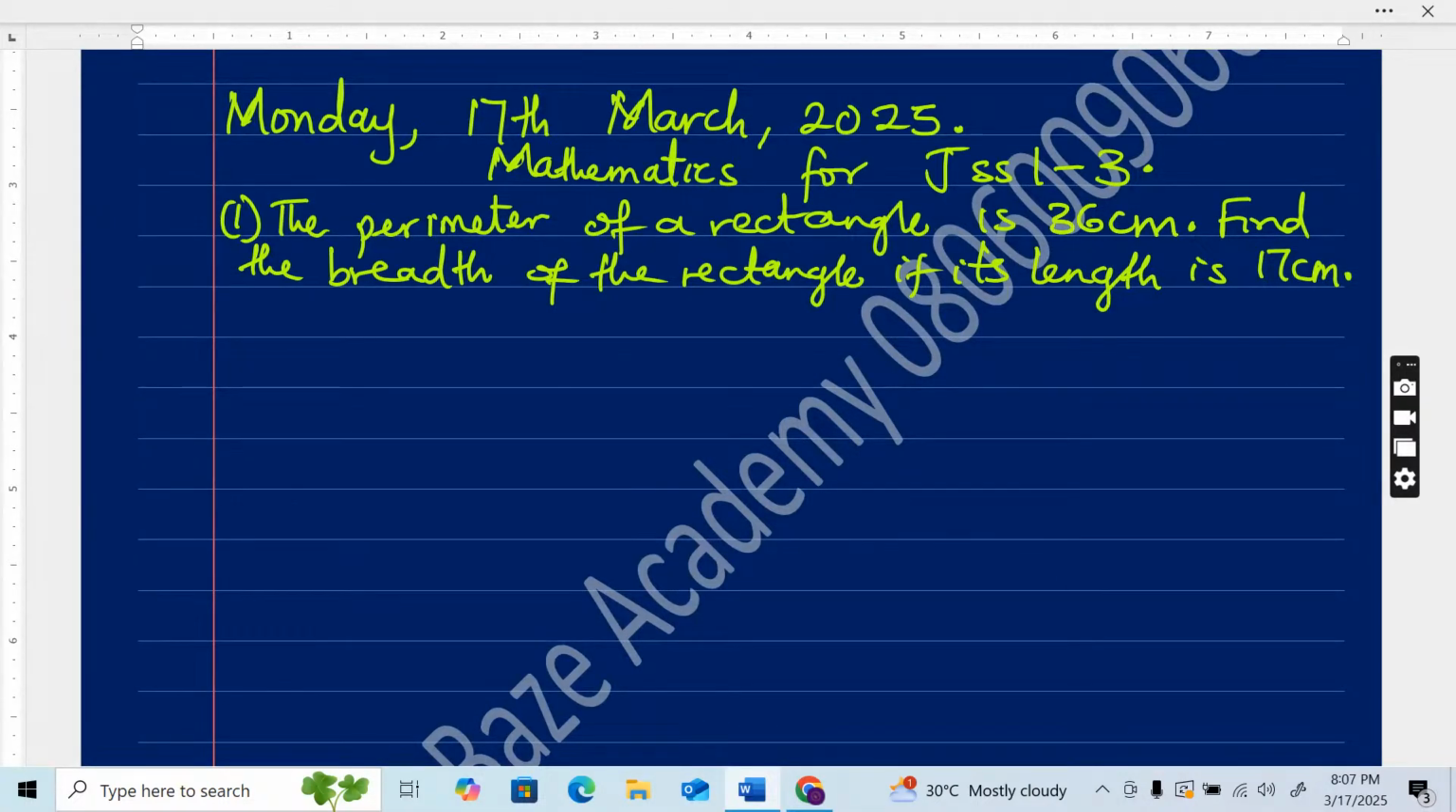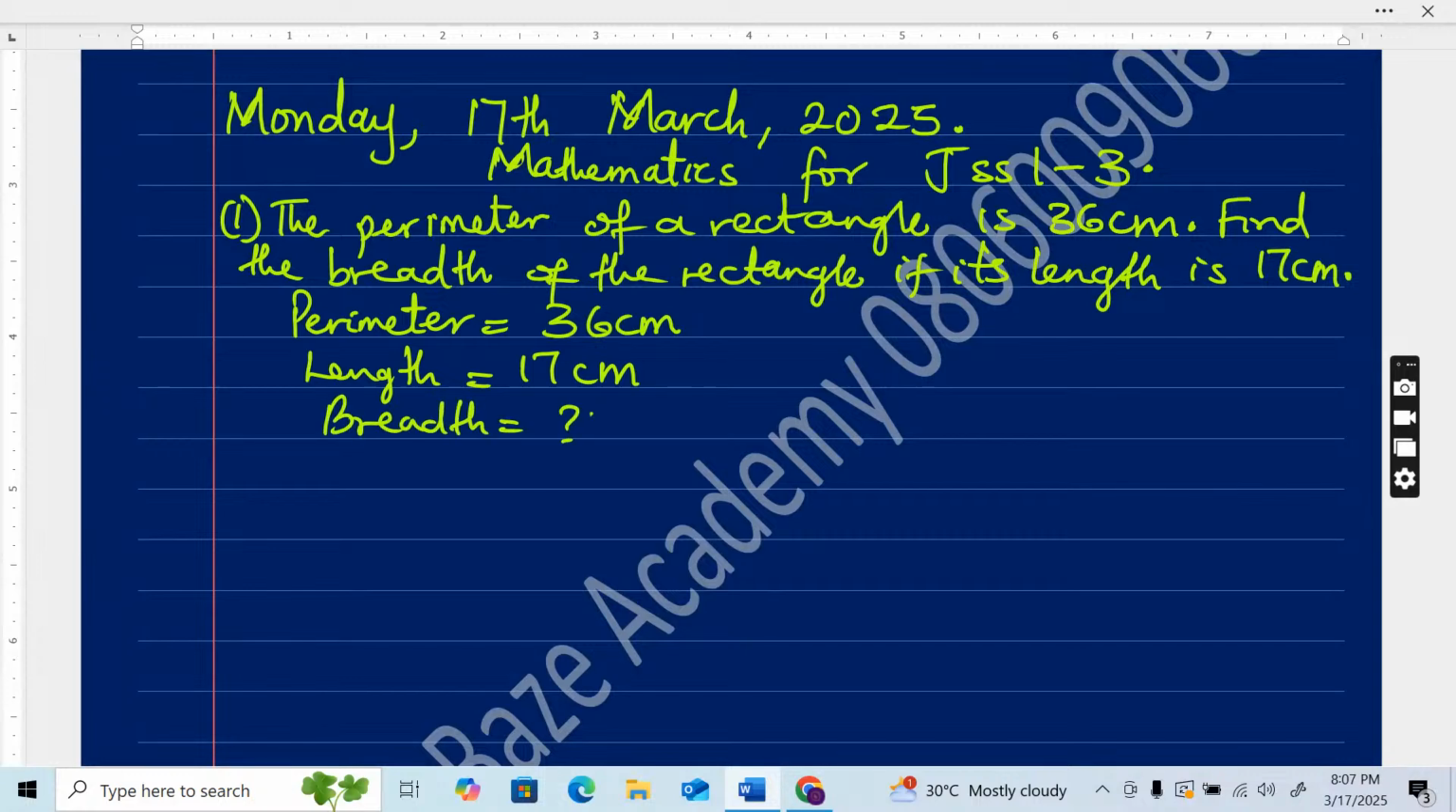Now you have to write out what you can see in this question. I can see perimeter. The question is showing us that the perimeter is 36 centimeters. And we've been asked to find the breadth if its length. So I can see the length. The length is equal to 17 centimeters. For the breadth, we don't know the breadth.